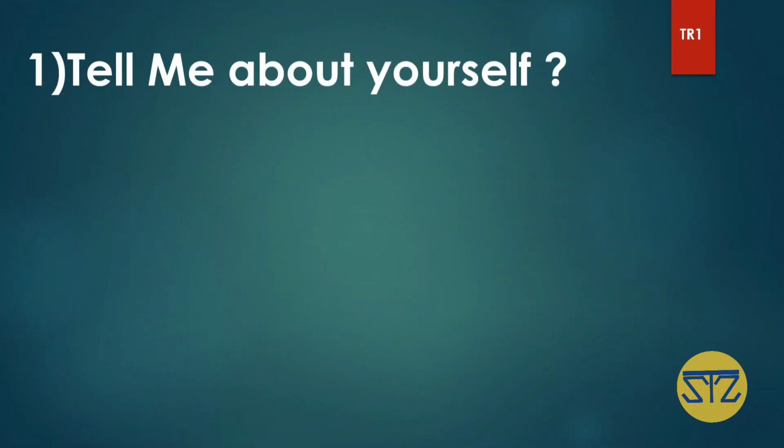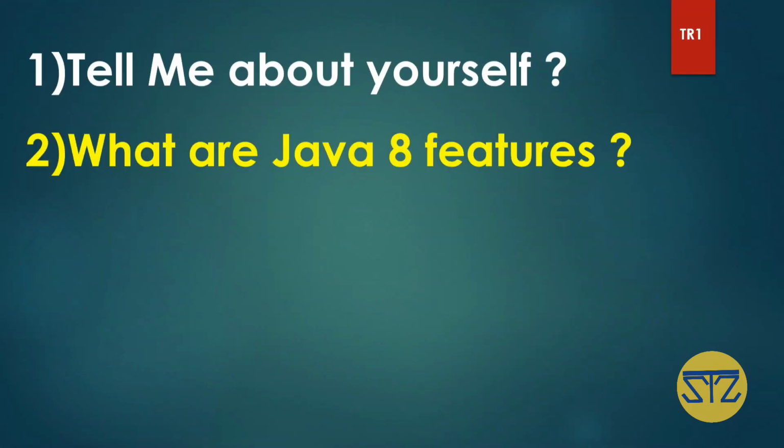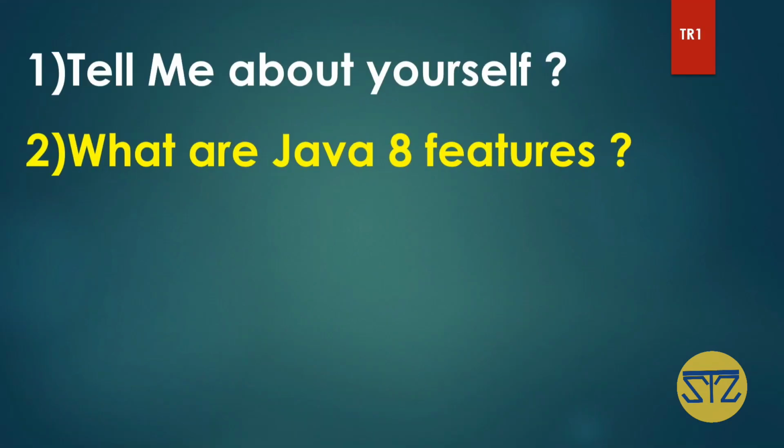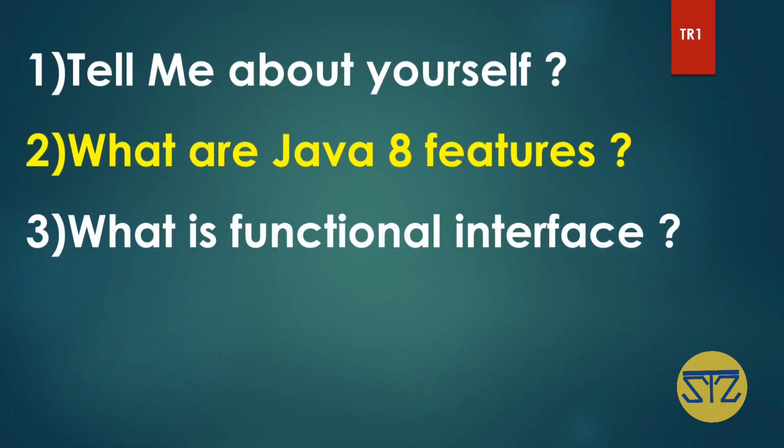The second question is, what are Java 8 features? I answered: in Java 8, we have functional interface, lambda expressions, optional class, streams, method reference, etc. The third question is, what is functional interface? If you observe here, based on your previous answers, the next question will come. So here they are asking, what is functional interface?